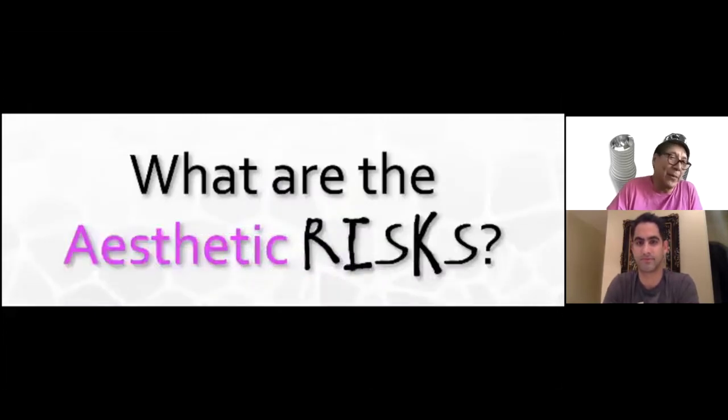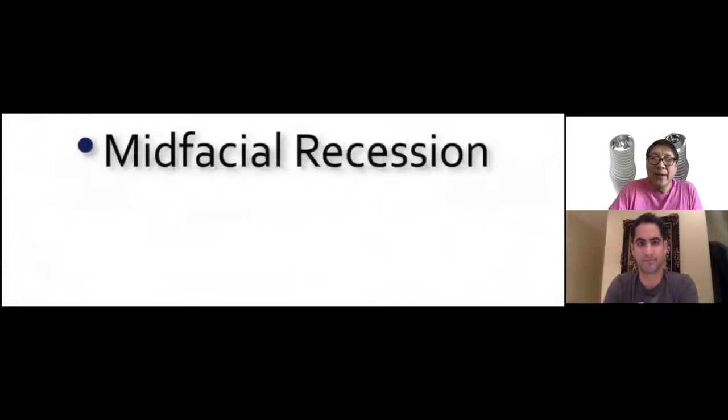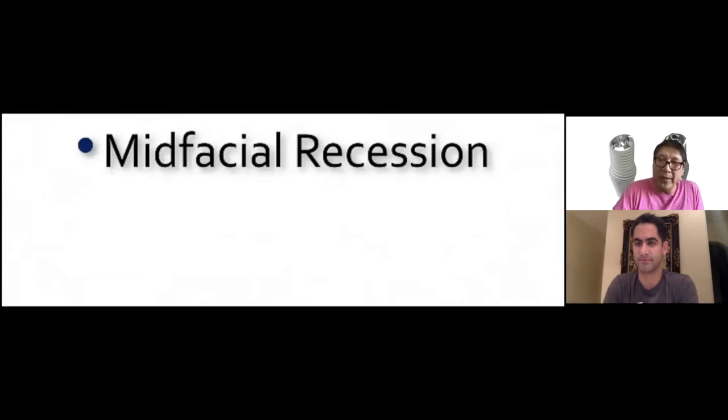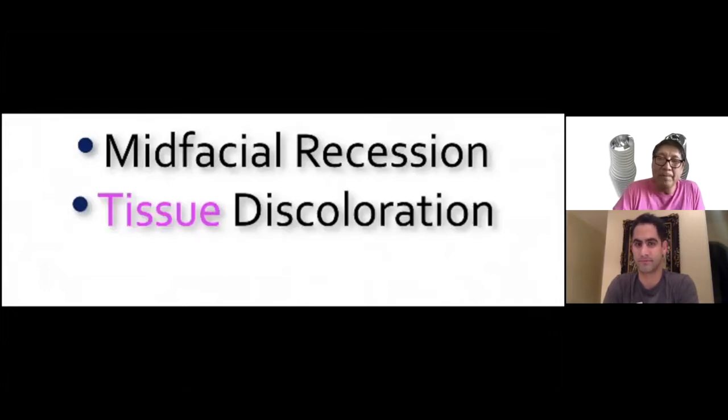If we're going to talk about a hot seat conversation, what are really the aesthetic risks? Obviously, midfacial recession is a big problem associated with aesthetic problems, usually due to some type of collapse of the buccal plate. As a result of losing the buccal plate, we not only have recession, but also soft tissue discoloration because you're seeing the implant through the area. And then the second variable will really be papilla loss.